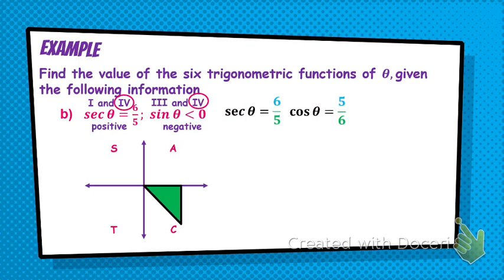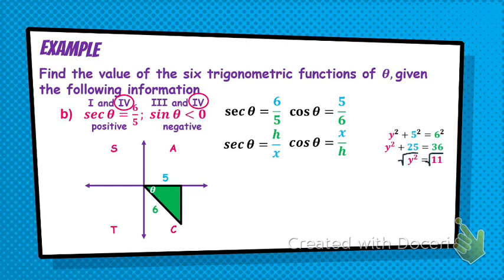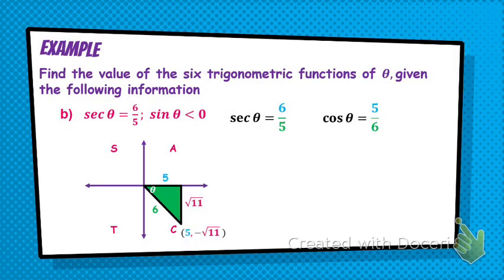Now the secant is 6 over 5, so the cosine is 5 over 6. I'm going to go ahead and label these. Now cosine is adjacent over hypotenuse, so I label this 5 over 6. 5 there, 6 there. I'm not finding the hypotenuse, I'm finding the opposite side now, which should just be the square root of 11. Now that I have these, I can write all of my ratios out.